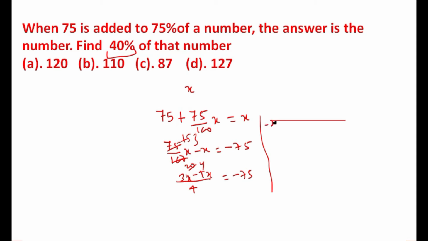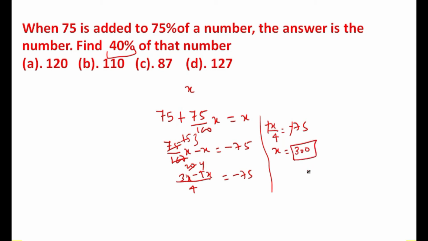Then it is minus x, sorry, this is minus x by 4 equal to minus 75. This minus and minus get cut, then x equal to 5 4 is 20, then 20 300. So our number is 300.